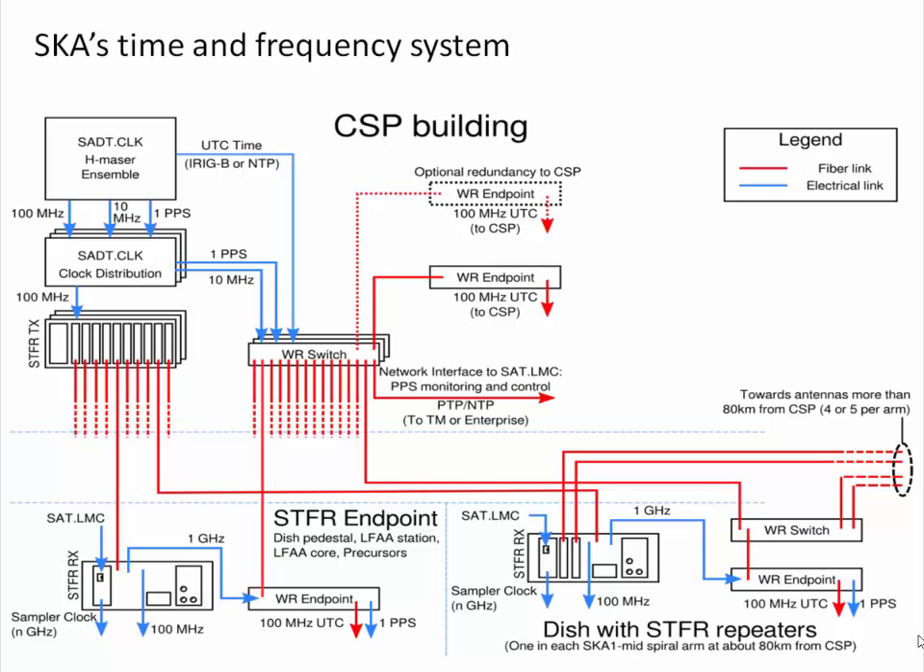SKA's time and frequency system can be divided into 3 parts. One is the clock ensemble. The other part is the frequency transmission system. And the third part is the time synchronization system. These 3 parts are combined and work together.